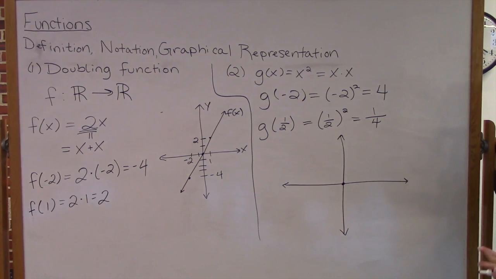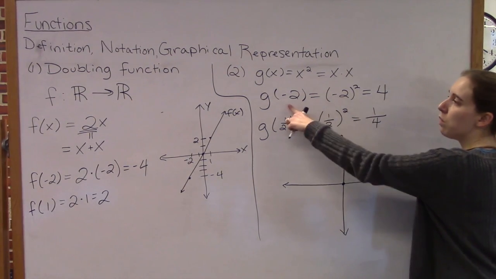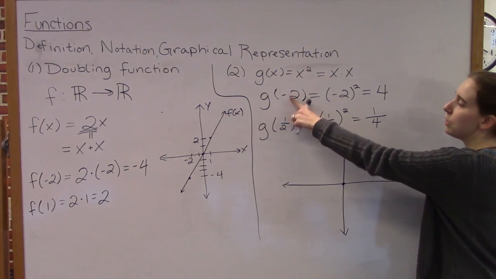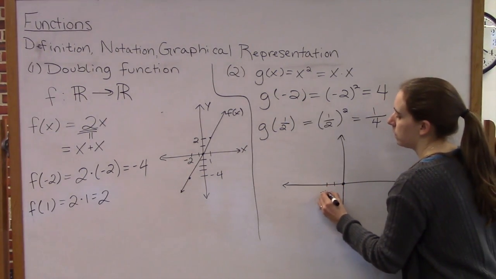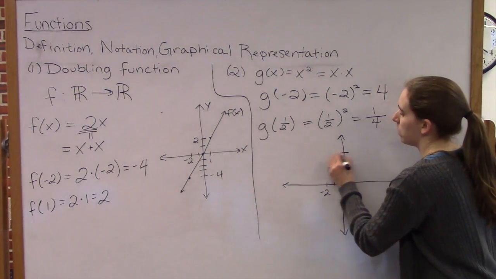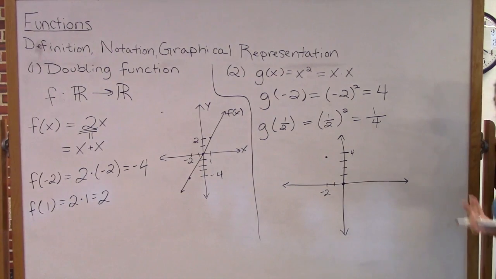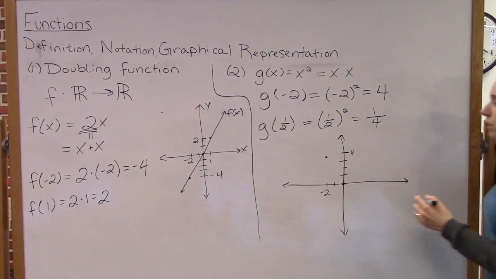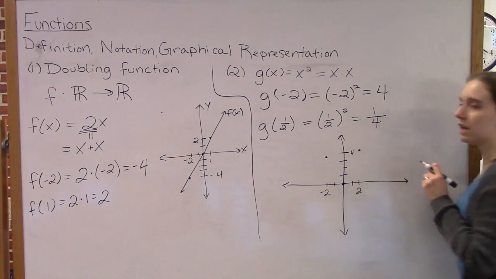So I need a couple more points on my parabola to help me out here. I know one. I know that if I plug in -2 or substitute in -2, I'm going to get +4. So there's one point we can put on our parabola. And if I do the same thing with +2, if I substitute in +2, I'm also going to get +4.